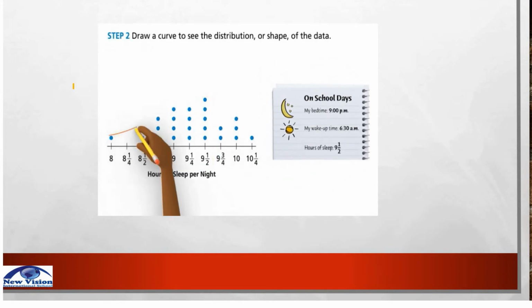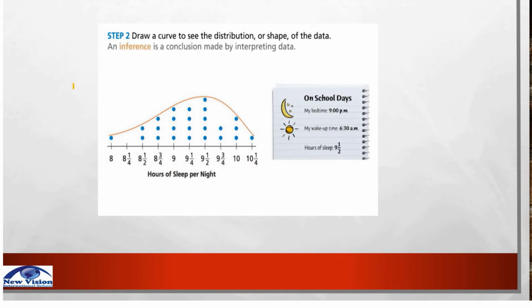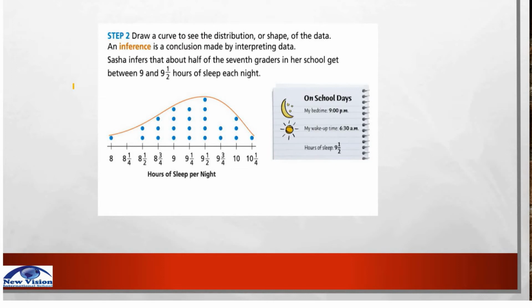How does Sasha's hours of sleep per night compare to most of her classmates? Next, you can draw a curve to see the distribution or shape of the data. An inference is a conclusion you make by interpreting data. Sasha infers that about half of the 7th graders in her school get between 9 and 9.5 hours of sleep each night, which is the same amount she gets per night.